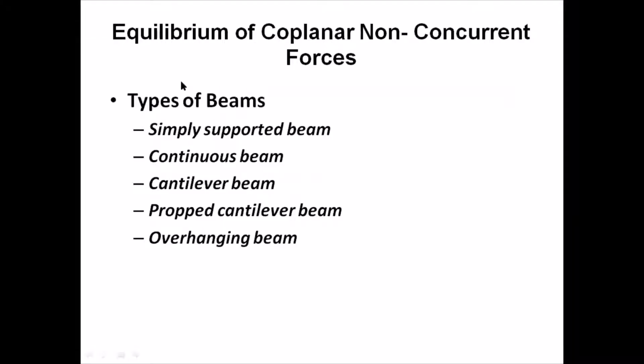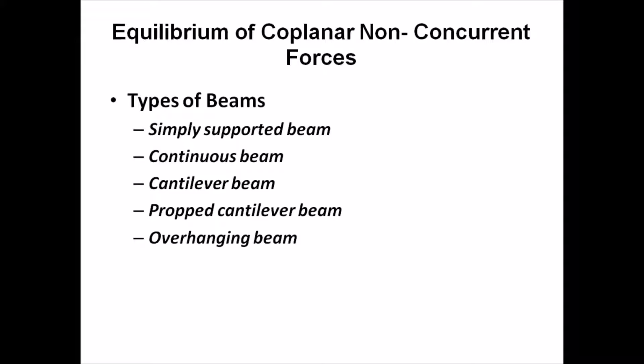After studying types of supports, next we have types of beams. So there are different types of beams. Now these beams are actually categorized based on the type of supports and positions of supports which are supporting the beam. The first one is a simply supported beam, a continuous beam, a cantilever beam, a propped cantilever beam, and an overhanging beam.